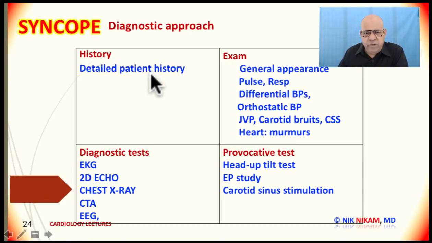History can give us a lot of information about what kind of presentation the patient had, what is his underlying medical problem, what are the diseases this patient has that can predispose to syncope, and most importantly, the medications this patient is taking. When you take a detailed history, if you are dealing with a patient with syncope, I would say spend most time in taking a very detailed history.